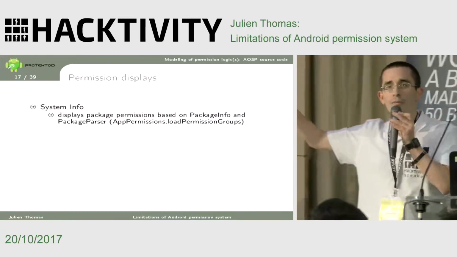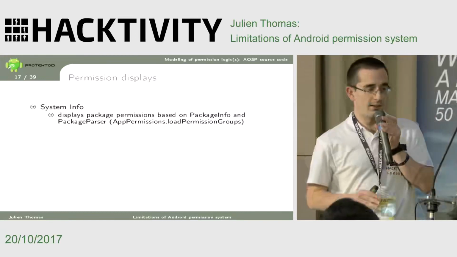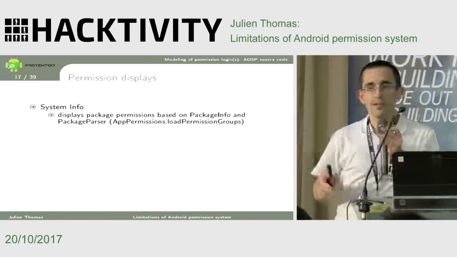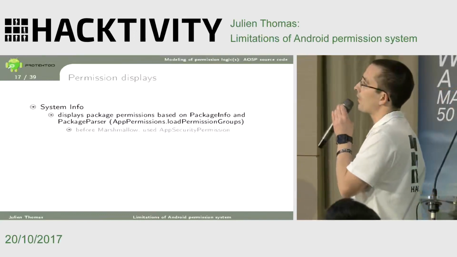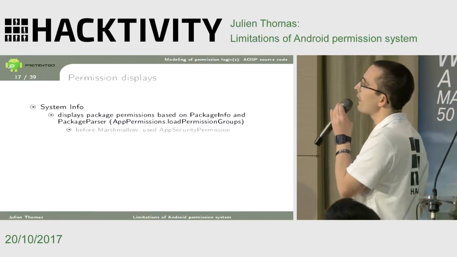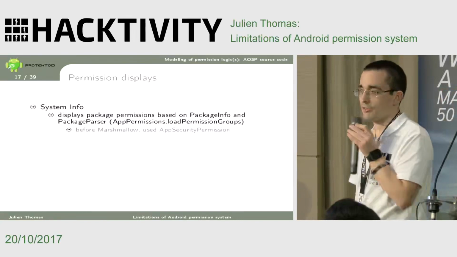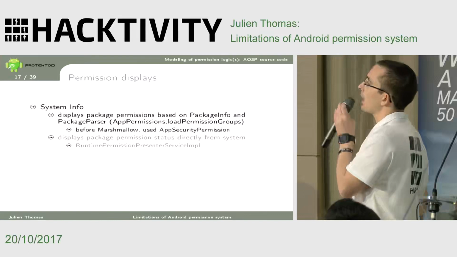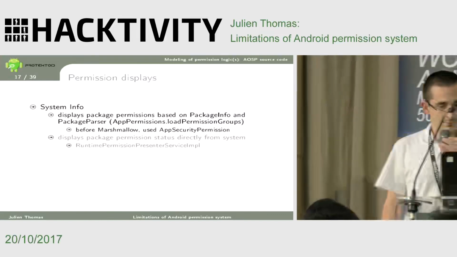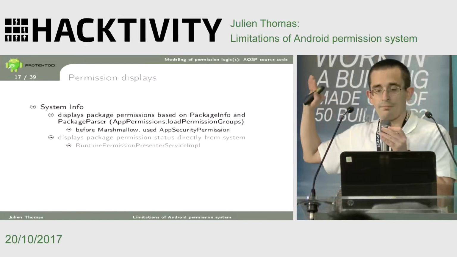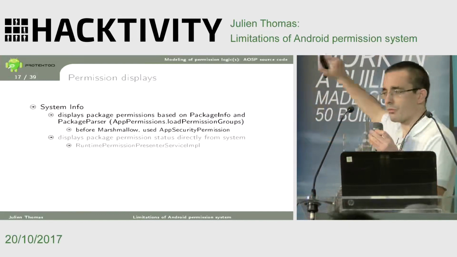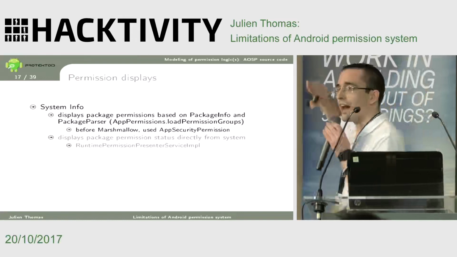Okay, so we know how it's defined. We know how it's computed. The other question is how it's displayed to the user. So we have what we call the system info. Basically, it displays package permissions based on package information. And the other very important thing is that it displays status, not from the package info, but directly from the system.